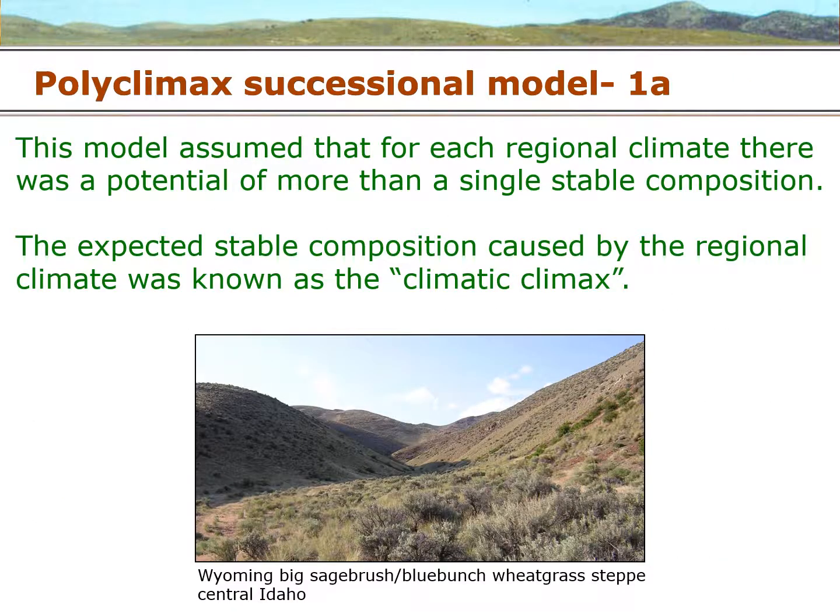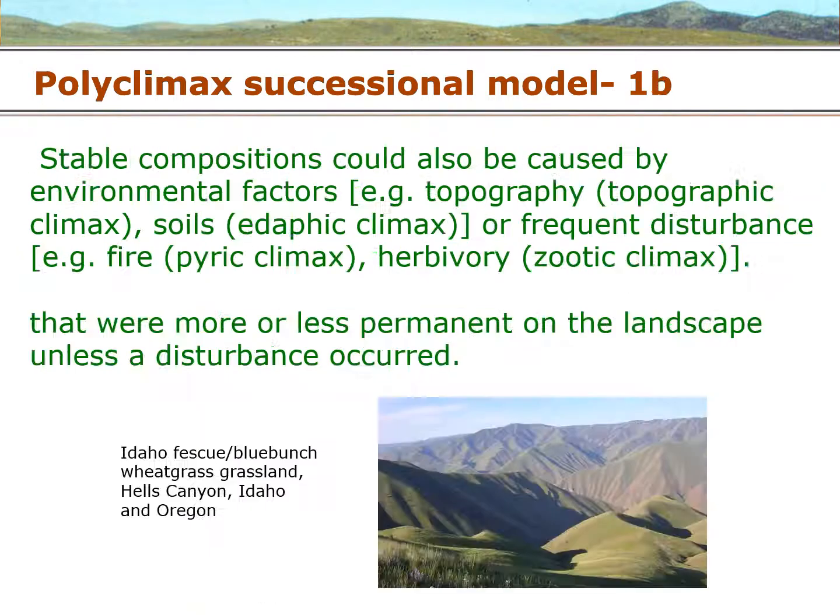Another successional model is the polyclimax successional model. This model assumes that for each regional climate, there is a potential for more than a single stable composition. The expected stable composition caused by the regional climate was known as the climatic climax.